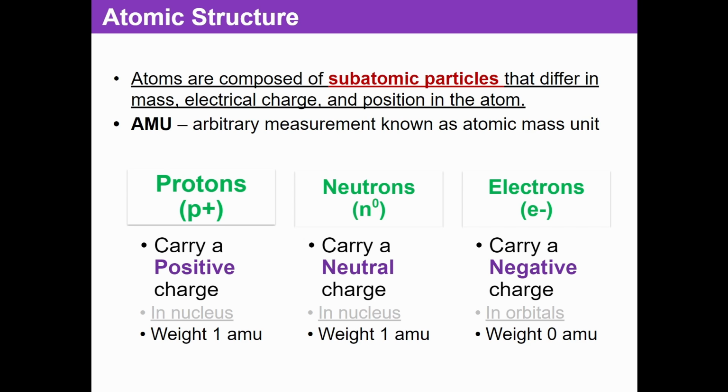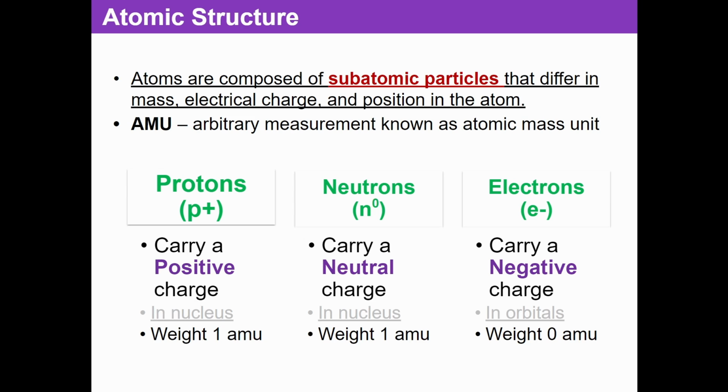The mass of an atom is given an arbitrary measurement known as atomic mass unit. Because only protons and neutrons weigh something, atomically, we give them a 1 AMU, or 1 atomic mass unit. Notice they're also both found in the nucleus, but their charge differs. Protons are positive, and neutrons are neutral, or carry no charge. Electrons, however, are negative, and we know they hang out in the orbitals, and they're so small, we don't say they weigh anything. We give them a 0 AMU.